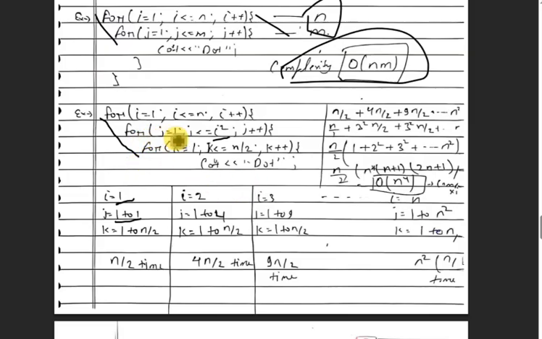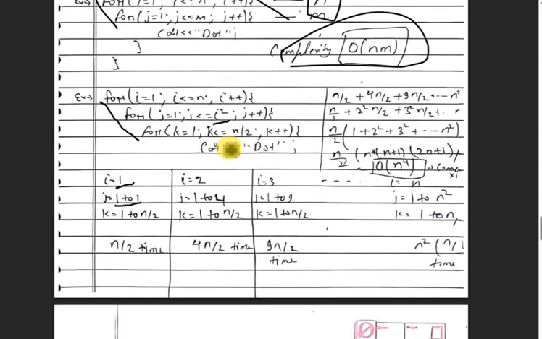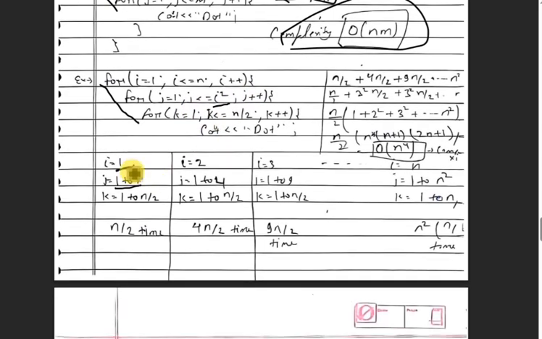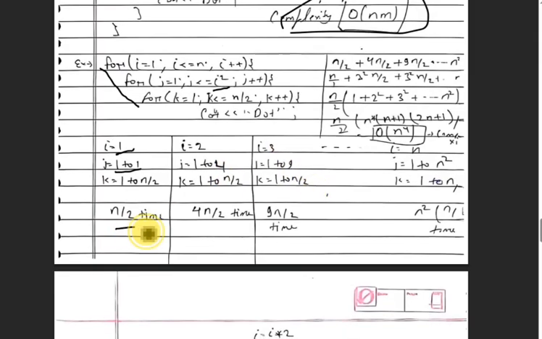For I is equal to 1, I less than n, I plus plus. The second for loop is running I square time, and the third is n by 2. So it's a problem because I square is in the inner loop, so we have to calculate it. It's running 1 time, then 4, because 2 square is 4, here 9, because 3 square is 9. So my program is running n by 2 time, 4 n by 2 time, 9 n by 2 time.